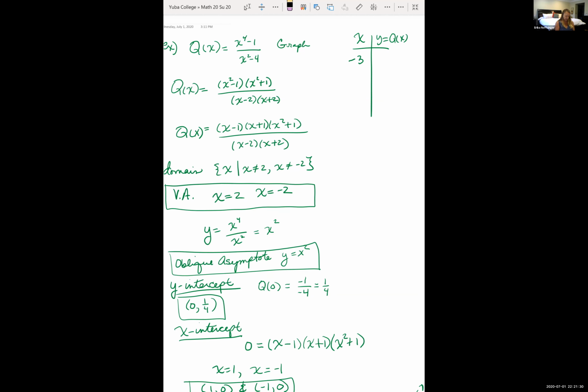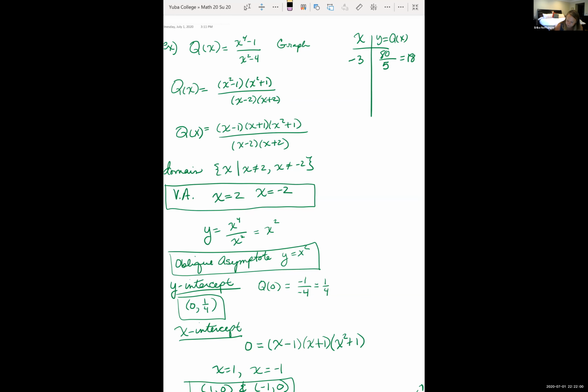I think that's 81. It is. So that's 81 minus 1, which is 80, all over -3 squared is 9. 9 minus 4 is 5. So that's going to give us 16. It's a positive number.